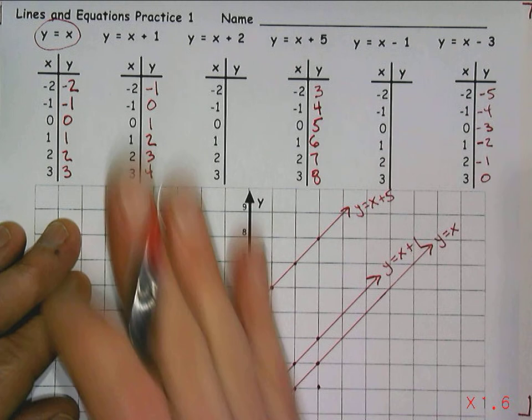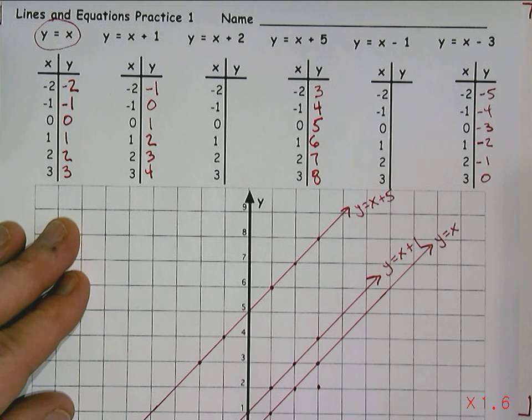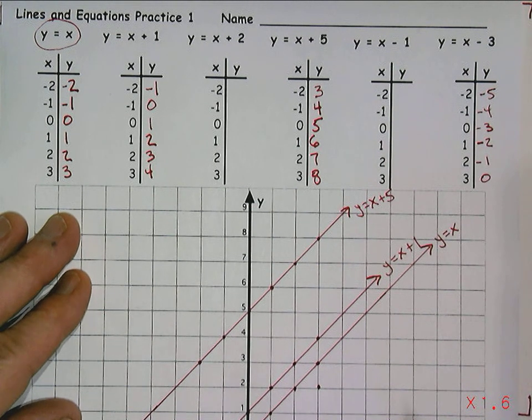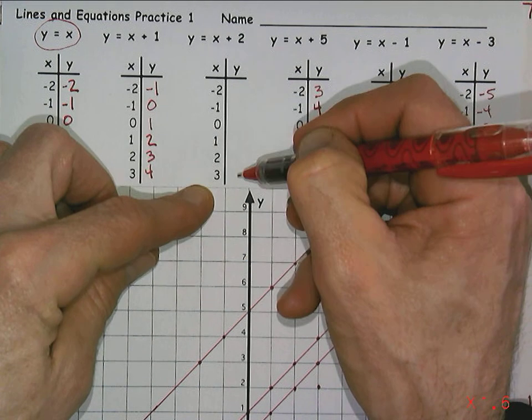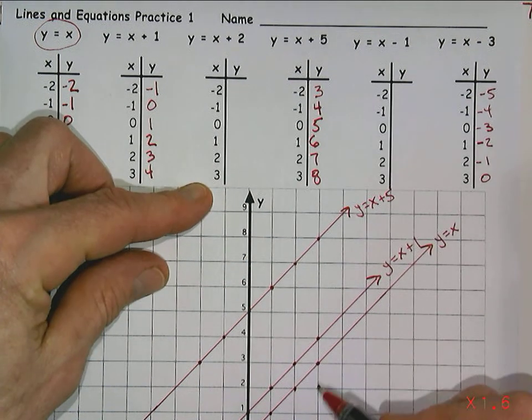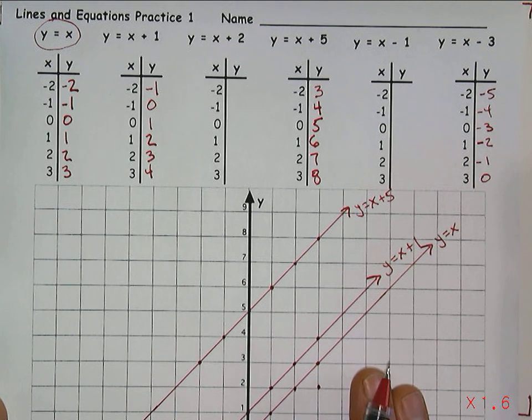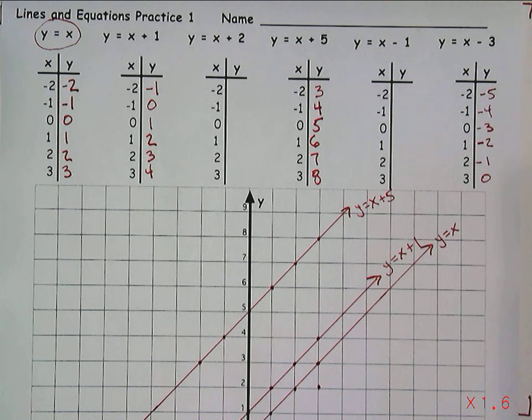So that's all we're doing in this particular activity, is trying to fill in the tables and then use the points on the table to complete the lines, to show where those lines are for each of those equations. And that's it for that activity.